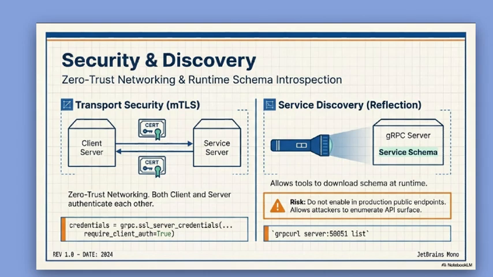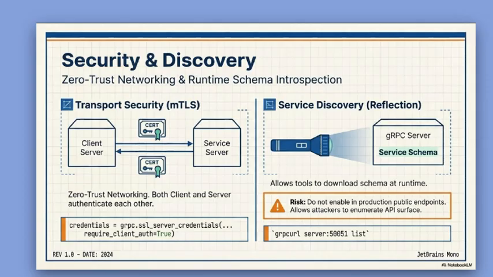That sounds incredibly secure. But there's a flashlight on this slide shining on a gRPC server and a big warning label. Risk. This is reflection. It's a feature that allows tools to ask the server, hey, what functions do you support?